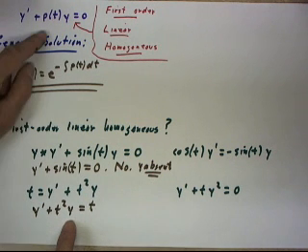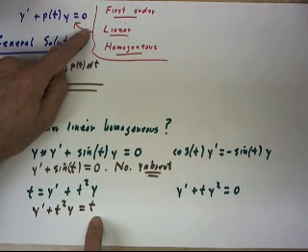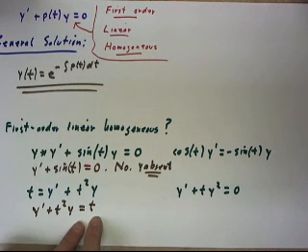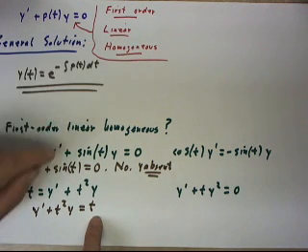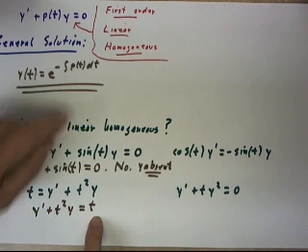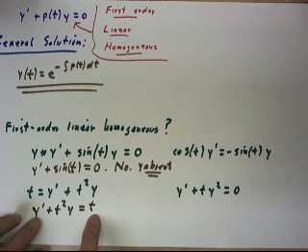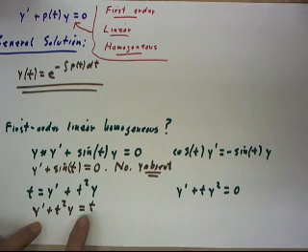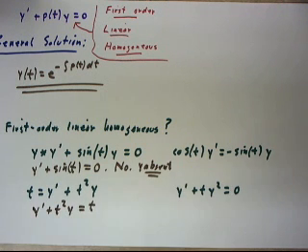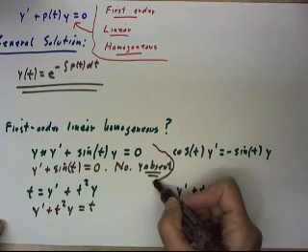Our left-hand side matches the form, but with this t on the right-hand side, it's not equal to 0, so it's not homogeneous. It is first order and linear, but it's not homogeneous. Now it turns out that we'll have a technique, and a relatively straightforward technique once we get used to it, for solving a non-homogeneous first order linear equation, but we don't have that right now.